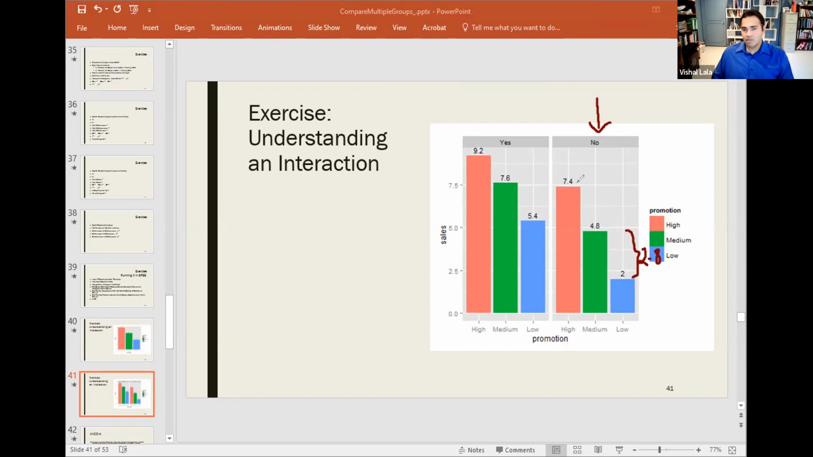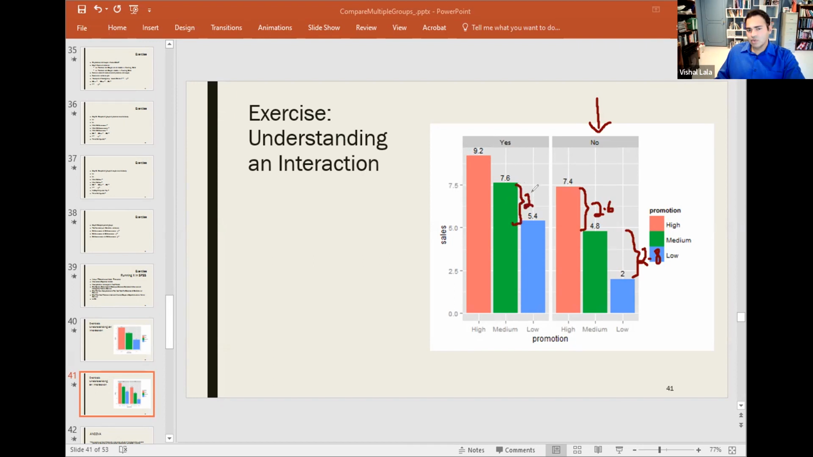As you go from medium to high, you get a boost of 7.4 minus 4.8, which is 2.6 units. Now, that's interesting. It seems like the more the promotion, the more the sales. But we already knew this. Let's see what happens if a coupon were in play. If a coupon were being offered, our sales boost would be from 5.4 to 7.6, a boost of 2.2.